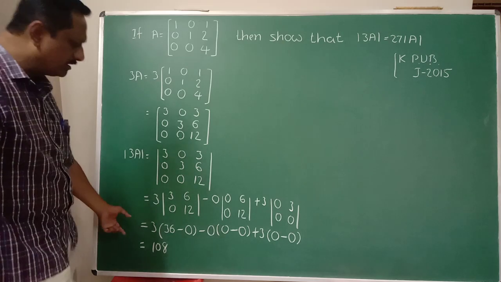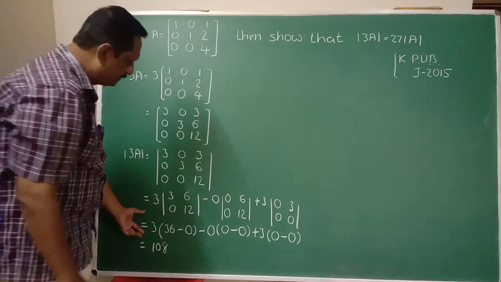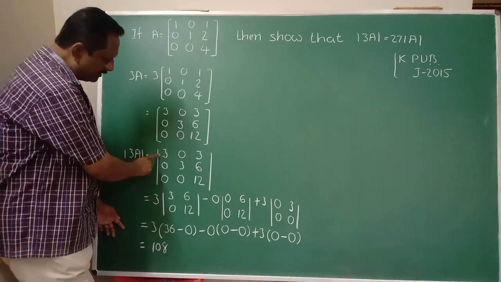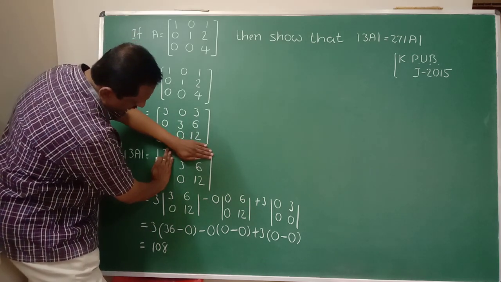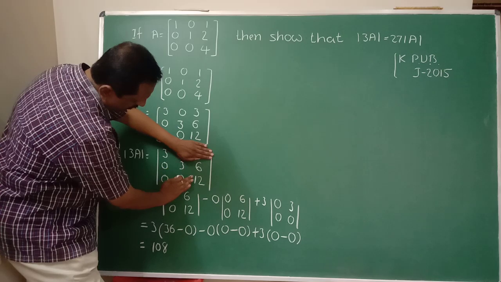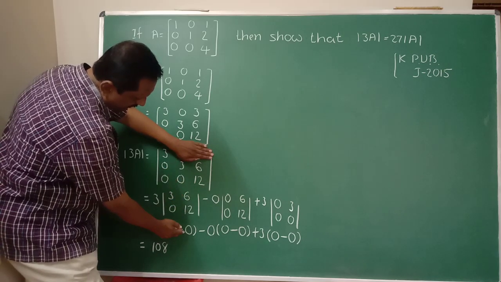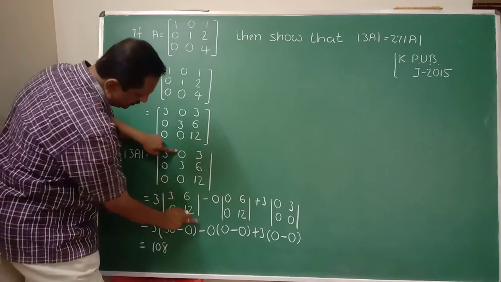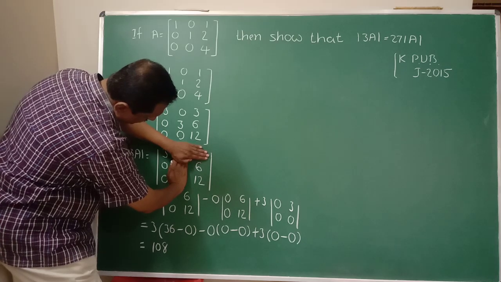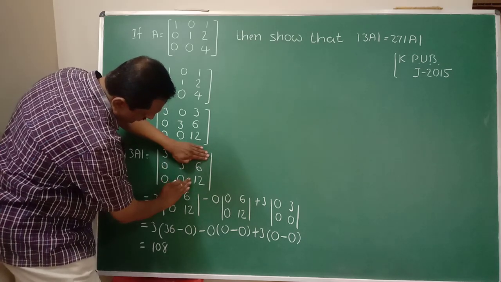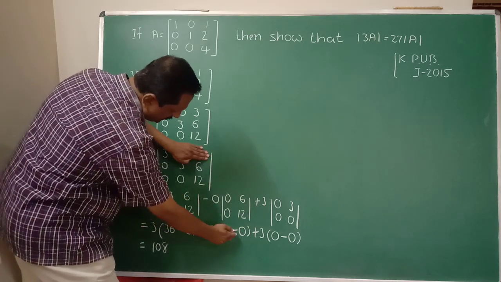Okay. You can write this step directly also. Just I am explaining here. Just observe here. Write 3 here. Delete the row and column here. Then 3 into 12 is 36, minus 6 into 0 becomes 0. Then write minus 0 here. Delete the row and column containing that 0. These are the remaining elements here. 0 into 12 is 0. Minus 6 into 0 becomes 0.